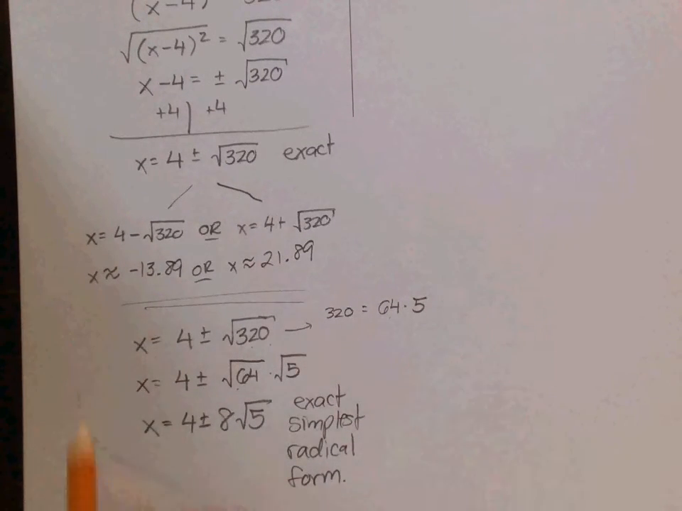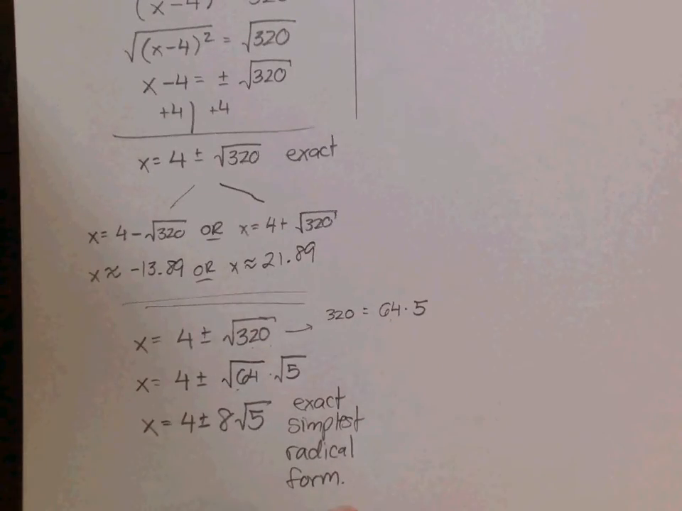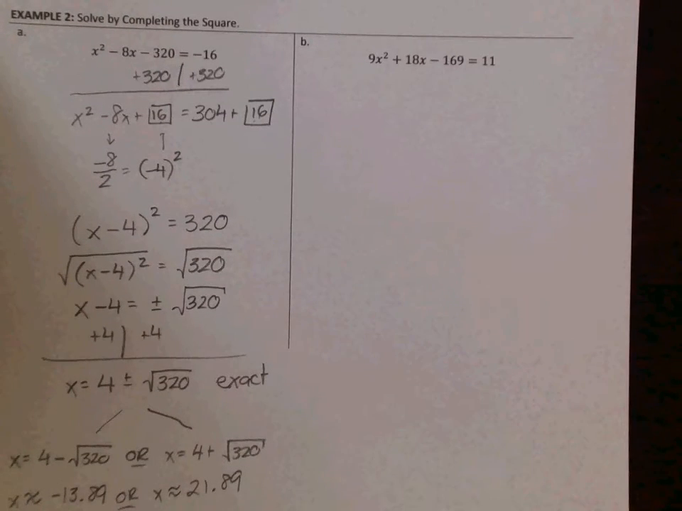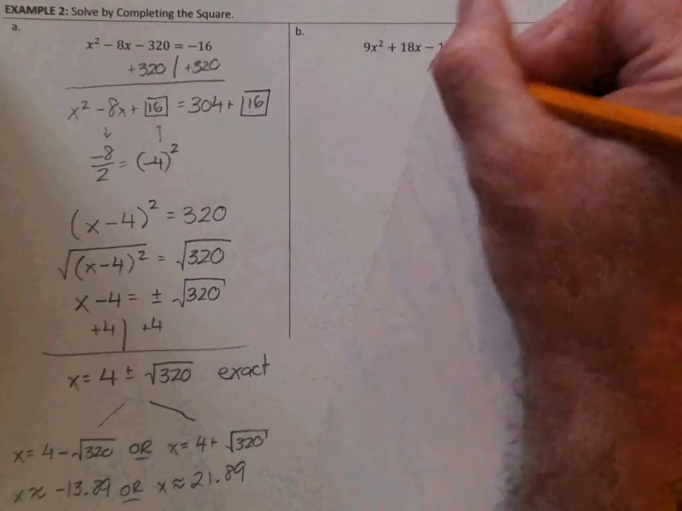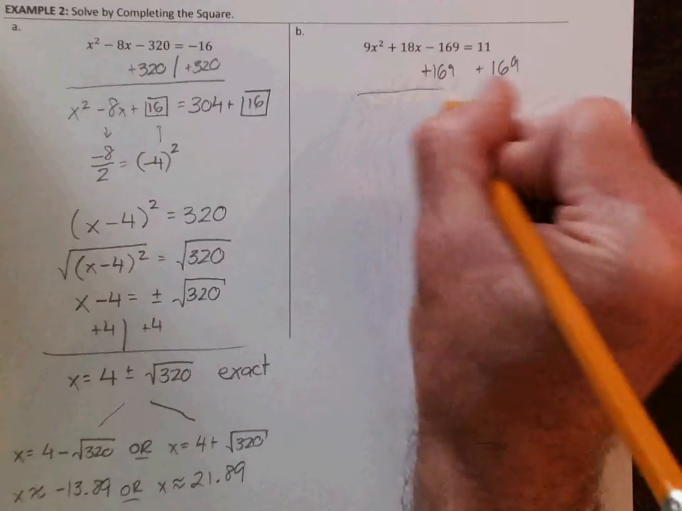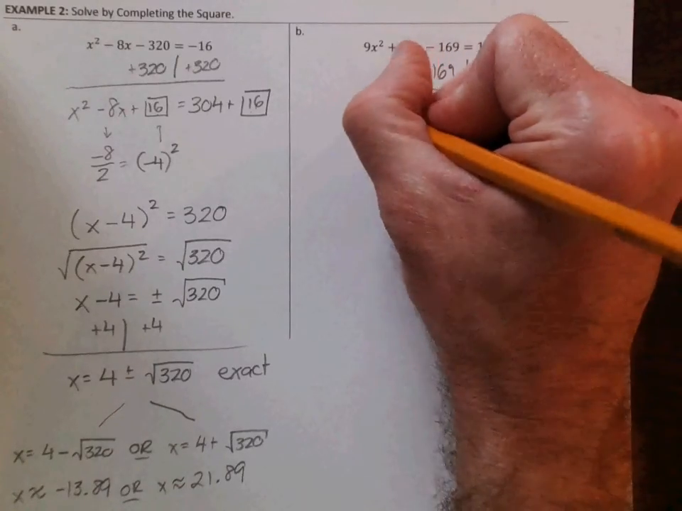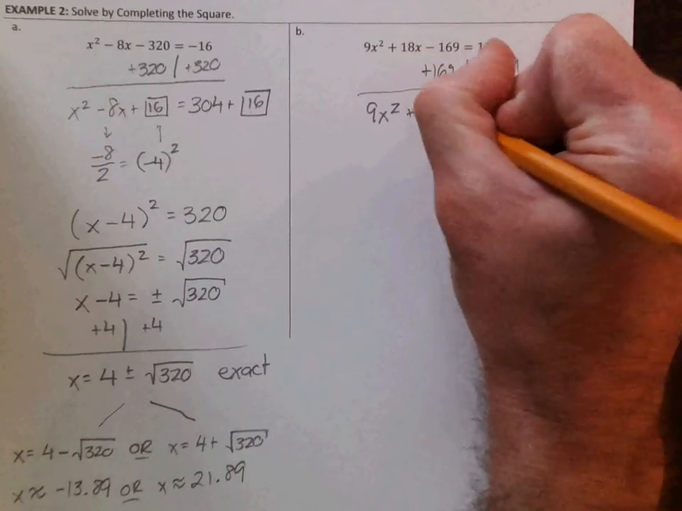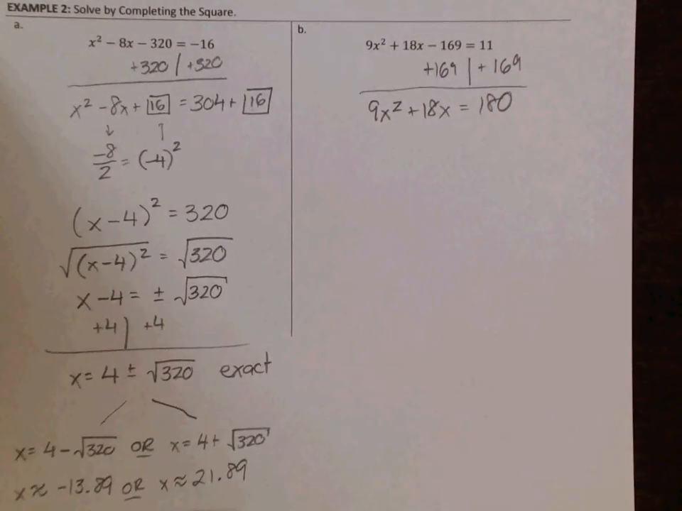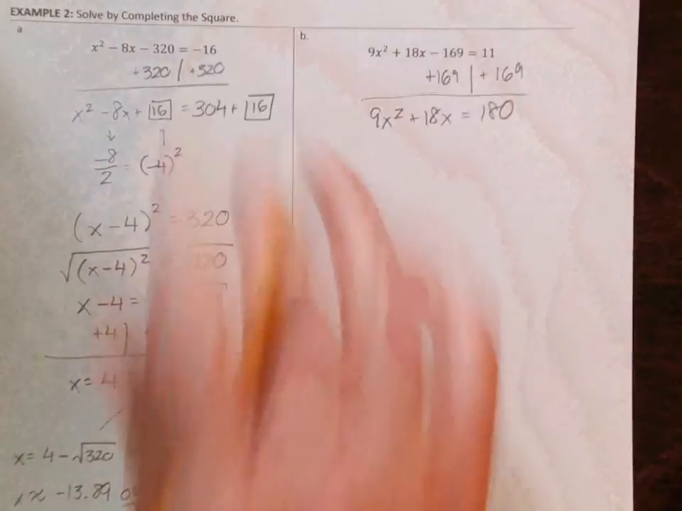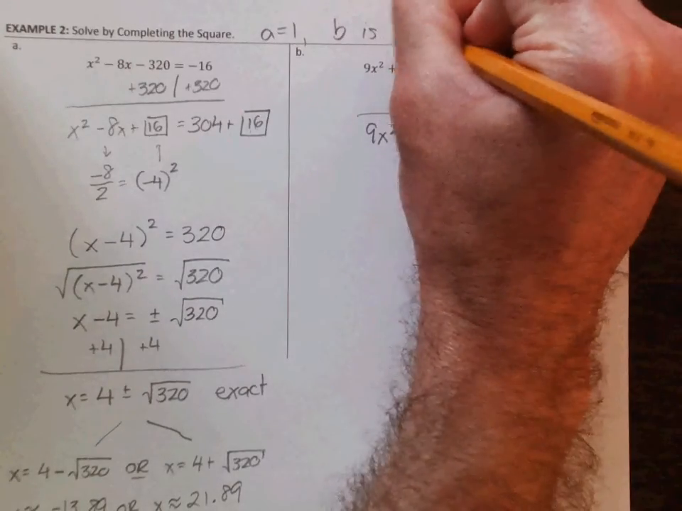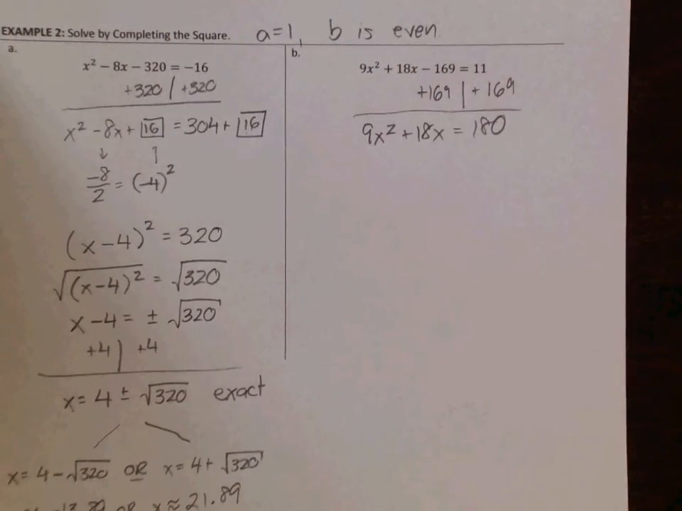And now I'm going to do example B. So in example B, I have 9x squared plus 18x minus 169 is equal to 11. I'm going to add 169 to both sides. And this becomes 9x squared plus 18x is equal to 180. Now remember, I only like to use completing the square when a is equal to 1 and b is even. And I'm running into the issue here of a is not equal to 1.